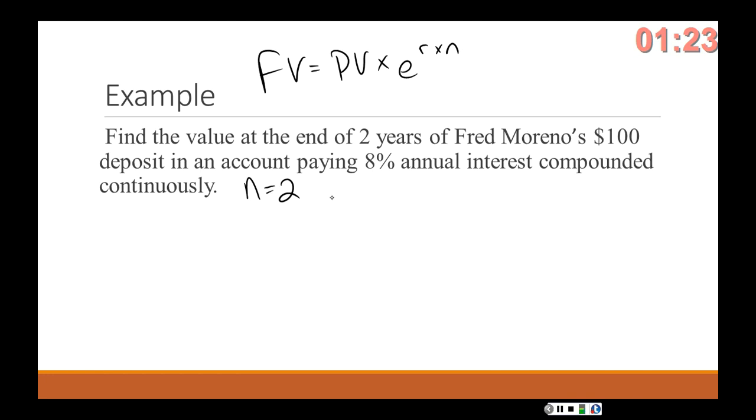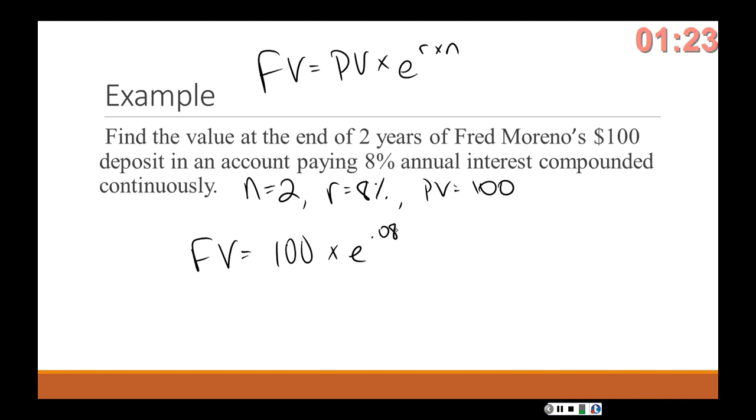So here for this equation, remember we can't put it into our calculator. There's no time value of money worksheet for this to work. So our interest rate would be 8% and PV would be 100. So the future value would be $100 times the exponential function raised to 8%. Because we're not using our TVM solver, we have to put that in as 0.08 times 2.